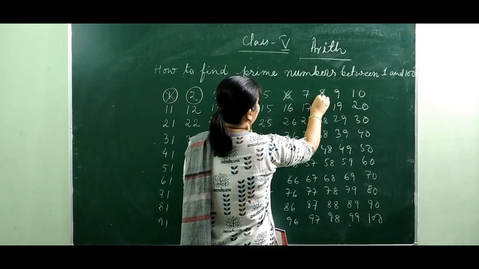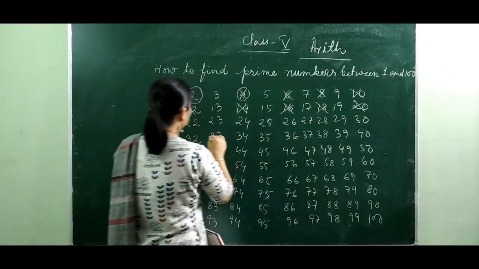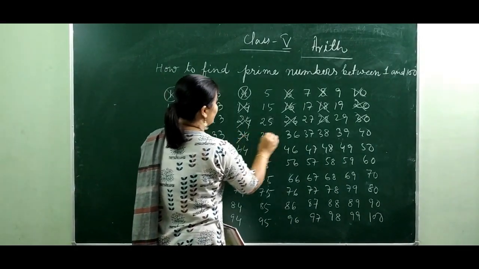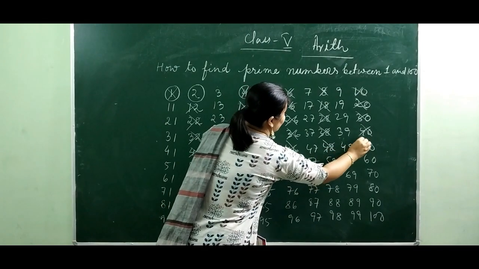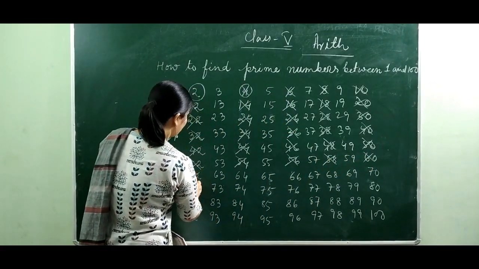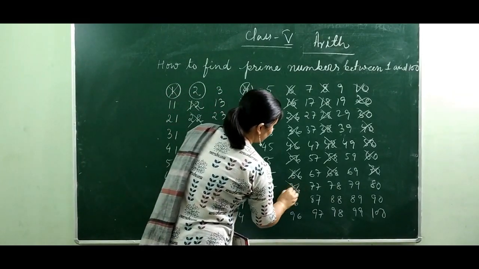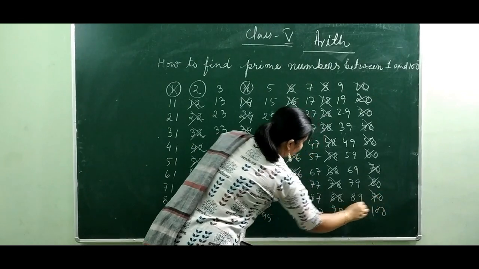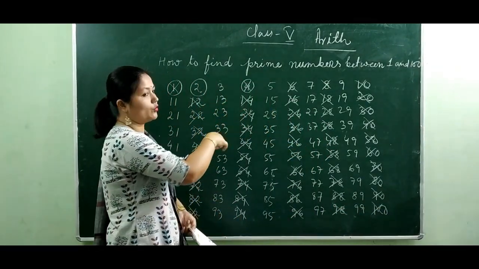4, 6, 8, 10, 12, 14, 16, 18, 20, 22, 24, 26, 28, 30, 32, 34, 36, 38, 40, 42, 44, 46, 48, 50, 52, 54, 56, 58, 60, 62, 64, 66, 68, 70, 72, 74, 76, 78, 80, 82, 84, 86, 88, 90, 92, 94, 96, 98, 100. Whatever I have crossed, these are not prime numbers.